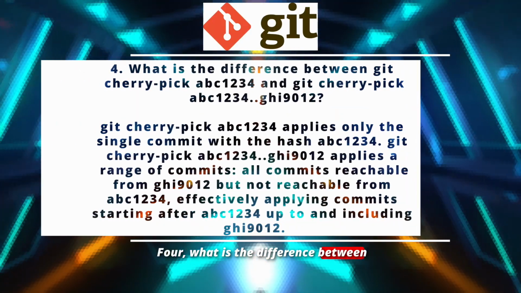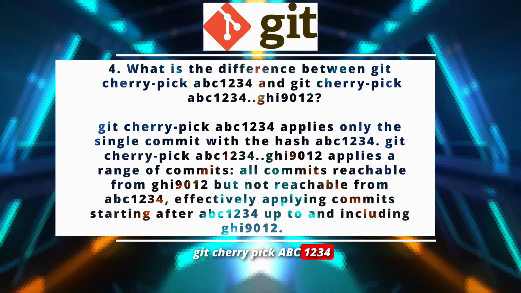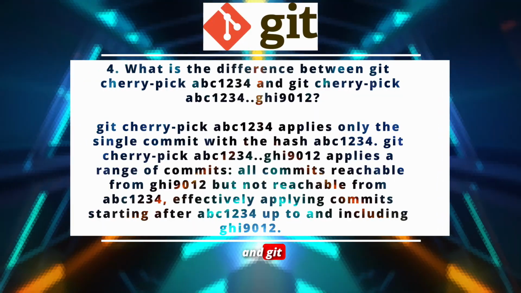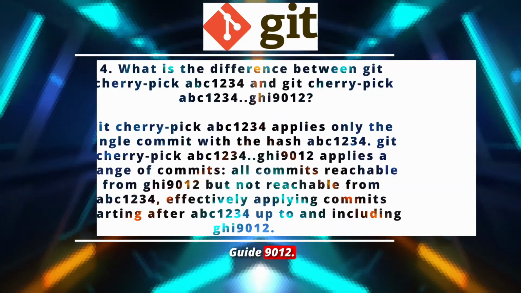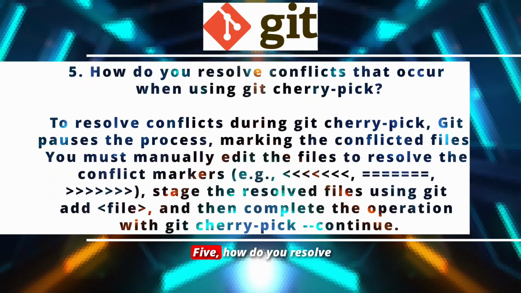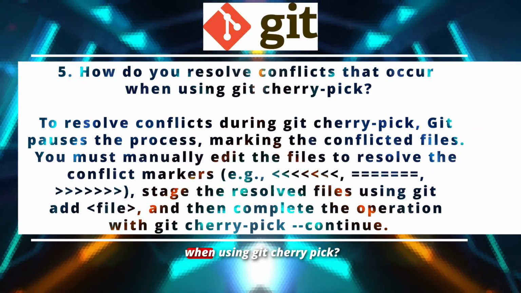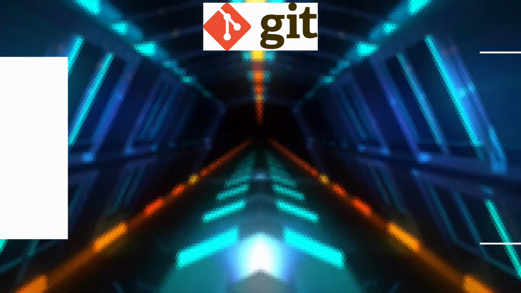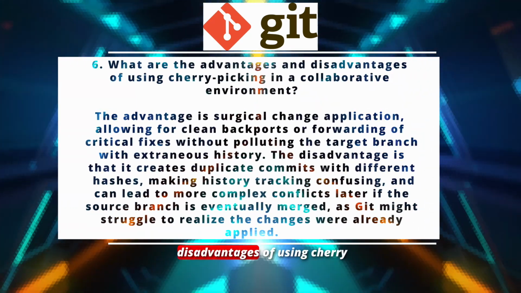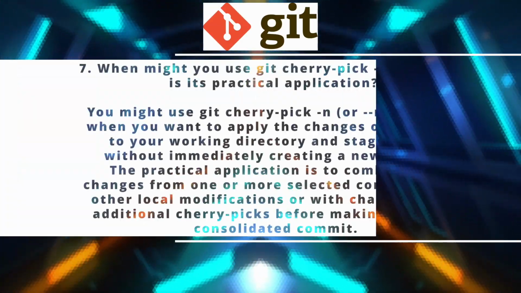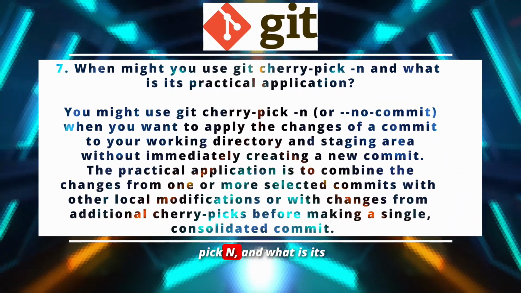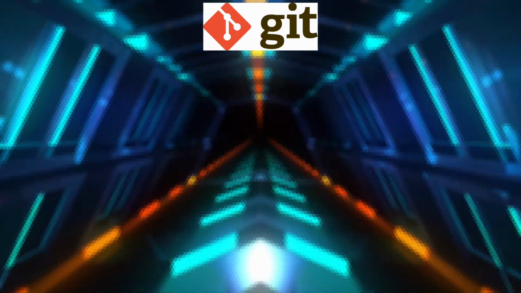4. What is the difference between git cherry-pick abc1234 and git cherry-pick abc1234..xyz9012? 5. How do you resolve conflicts that occur when using git cherry-pick? 6. What are the advantages and disadvantages of using cherry-picking in a collaborative environment? 7. When might you use git cherry-pick -n, and what is its practical application?